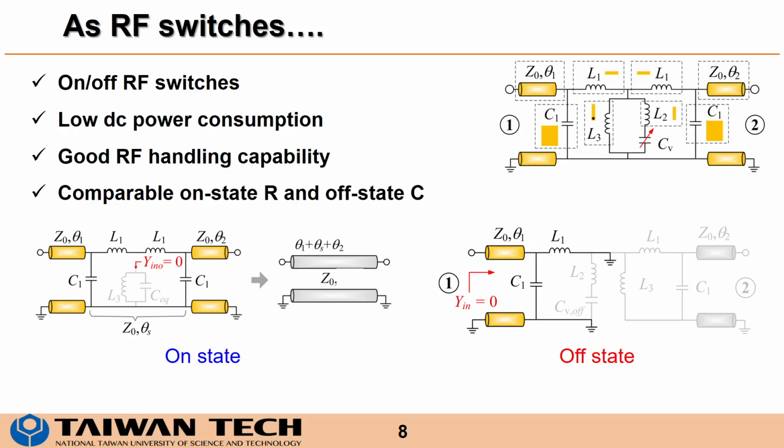And about the properties of this design, we can list out here the low DC power consumption, and the good RF handling capability, because of the varactor's characteristics, it can handle a very large power in RF. And also it is comparable on-state and off-state: on-state resistor and off-state capacitor, which represent the quality of the switch.